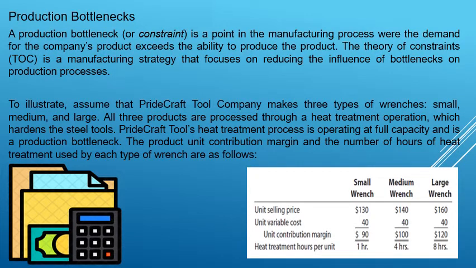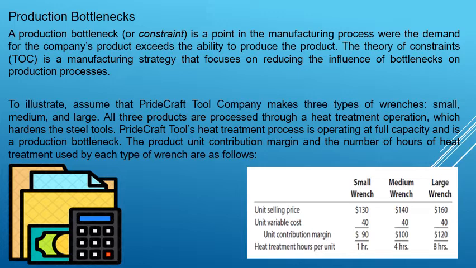The next topic is production bottlenecks. It is also called a constraint, and it's a point in the manufacturing process of a company where demand for the company's product exceeds the ability to produce the product. The theory of constraints, or TOC, is a manufacturing strategy that focuses on reducing the influence of bottlenecks on the production process.